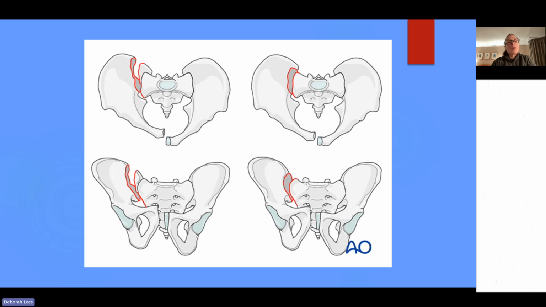So not only is this opened up a bit like a book that opens, but you get a vertical component to it as well. So anytime you've got a vertical component to the injury, it takes it up to another level of severity.